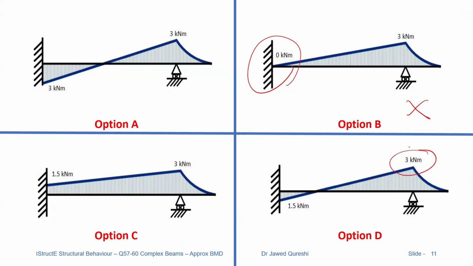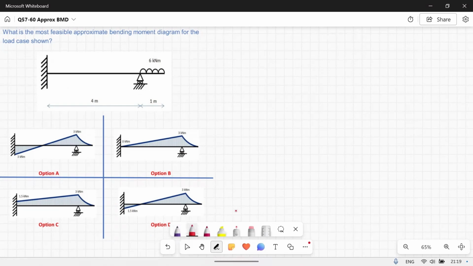Use process of elimination because 0 fixed end moment is not possible. It's difficult to say which one is right from option A and option D. So this load is coming down as well, so I'm not sure which option is, and it's very difficult to say if it can be option C or not. So let's find out by calculations. So let me assume a pin at 1/3 of the span. Span is 4. This is 1.33 meters.